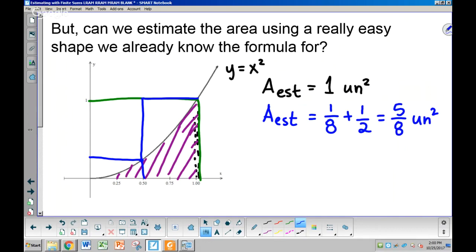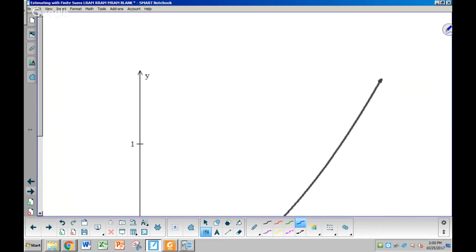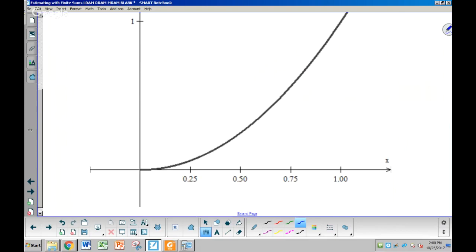Did I get even better? Yes. Let's add more. That's right. Add more rectangles. So let's do that on the next page. You have another graph, I assume. Yeah. We have 2 more. You have 2 more? We have many graphs. Only 2 more?